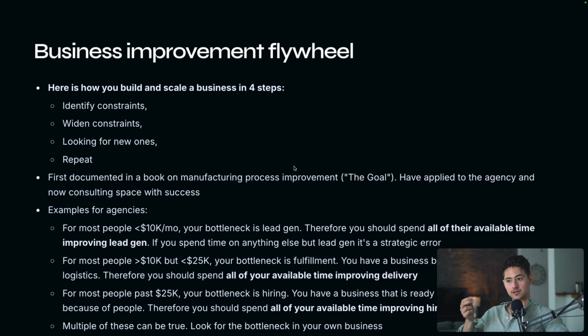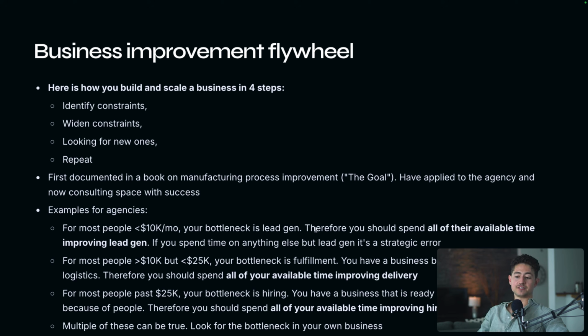It's written as a story about a man who essentially runs a plant and he is given a very unrealistic deadline. But by using this business improvement flywheel, he's able to look for constraints, widen them, look for the new constraints that were generated, widen those, and something like 10 or 15x his revenue in a matter of a few months. I've applied this to my own agency, and I've also applied this to the consulting space with much success. And I think it's one of the reasons why my businesses tend to grow faster than other people's, just because my feedback loop is a lot shorter.